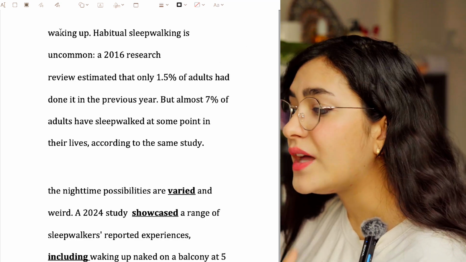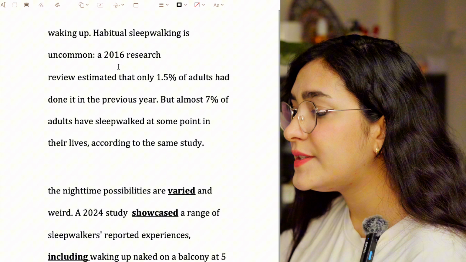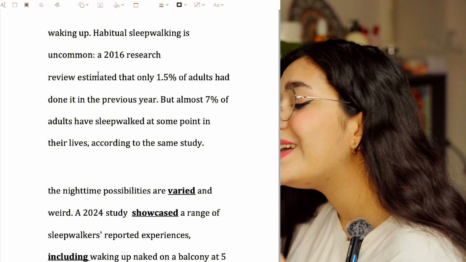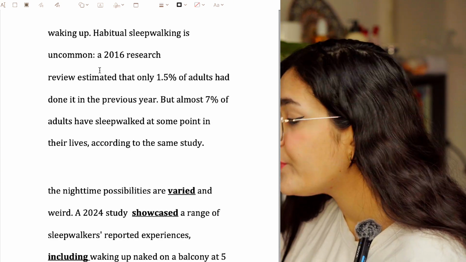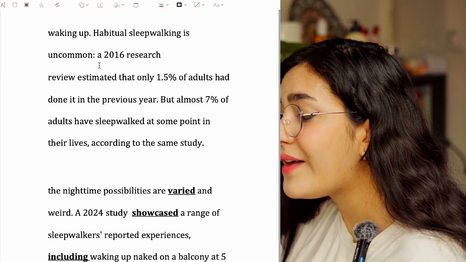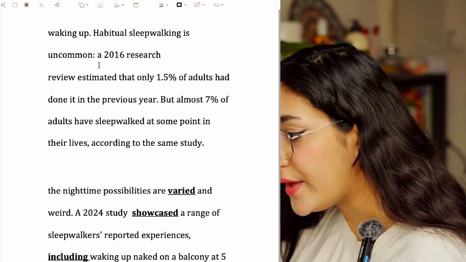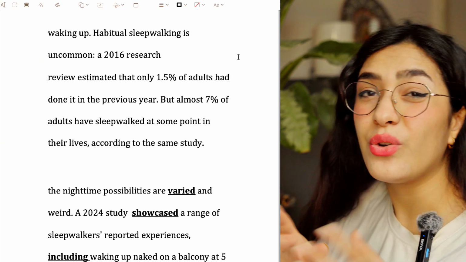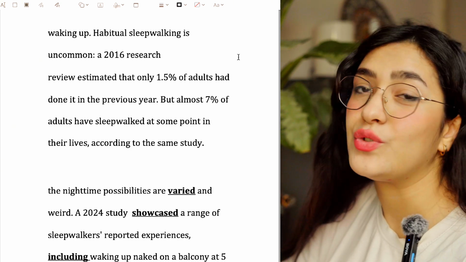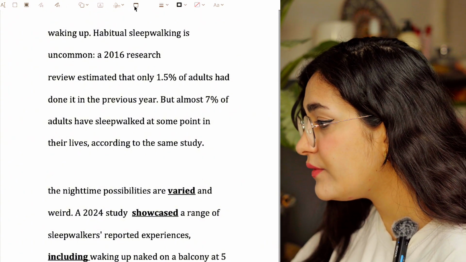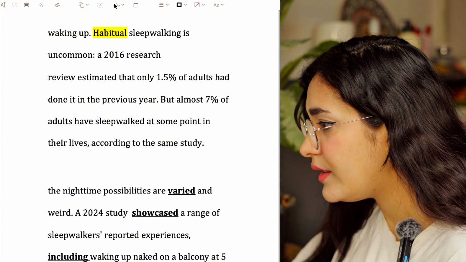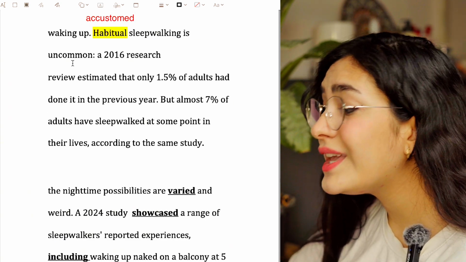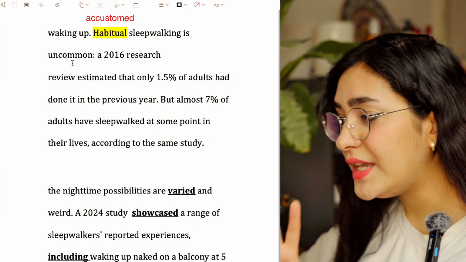Habitual sleepwalking is uncommon. A 2016 research review estimated that only 1.5% of adults had done it in the previous year, but almost 7% of adults have sleepwalked at some point in their lives, according to the same study. So habitual means doing something from habit and you're unable to stop it because you're accustomed to it. So we can use a synonym for this word. Let me write it for you. Accustomed. So habitual sleepwalking is uncommon. It's not common. It's unusual.